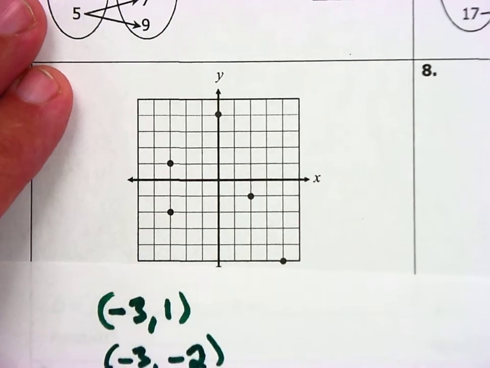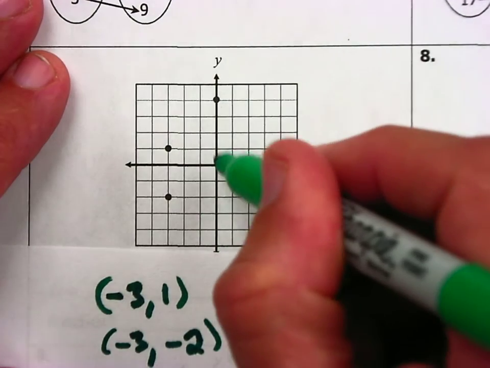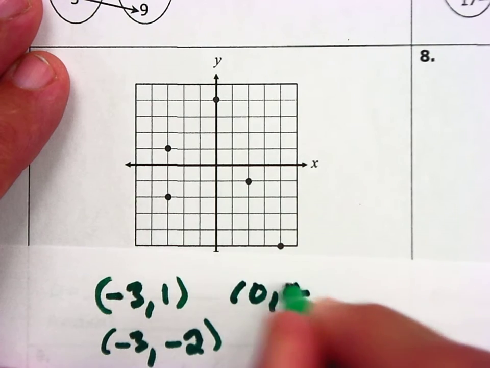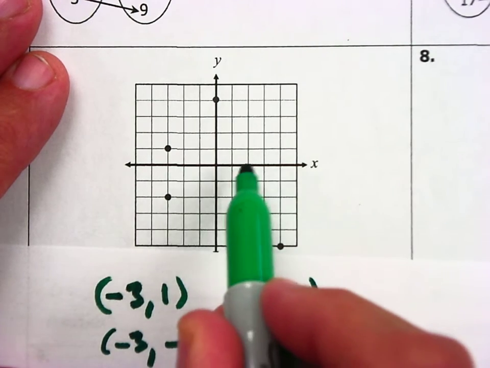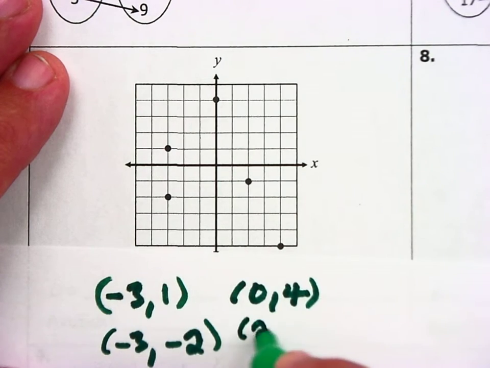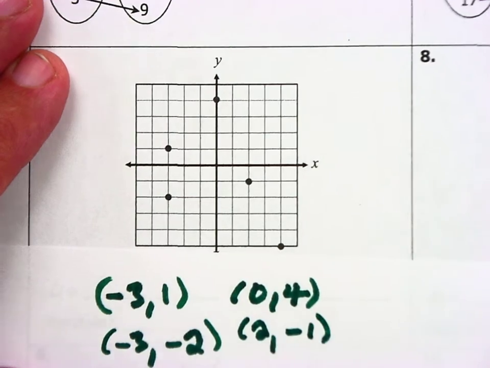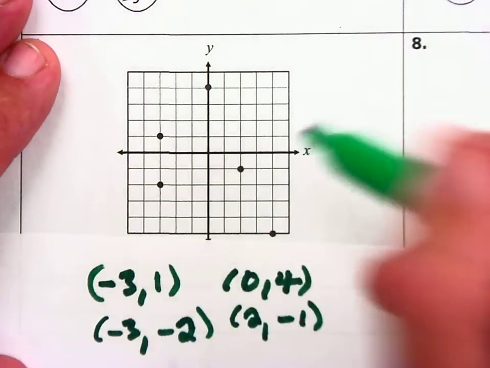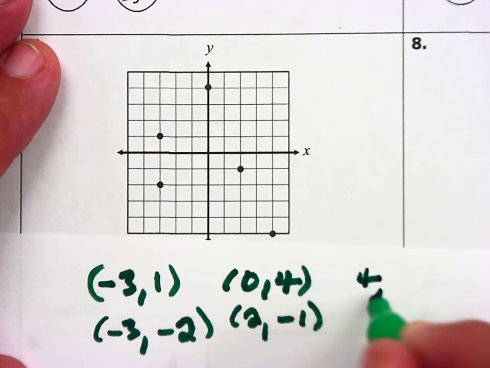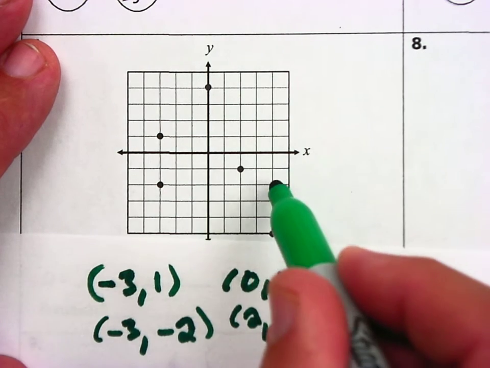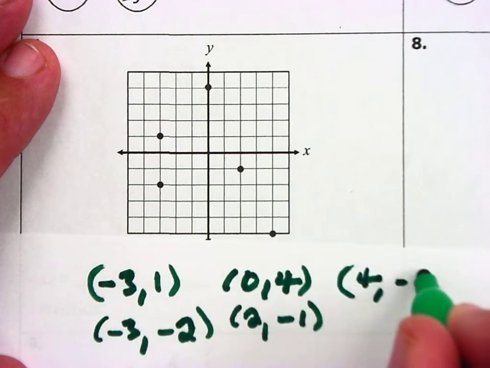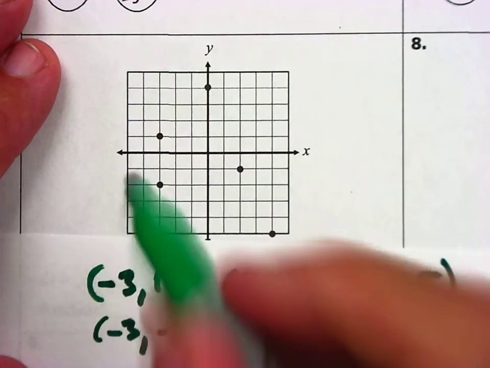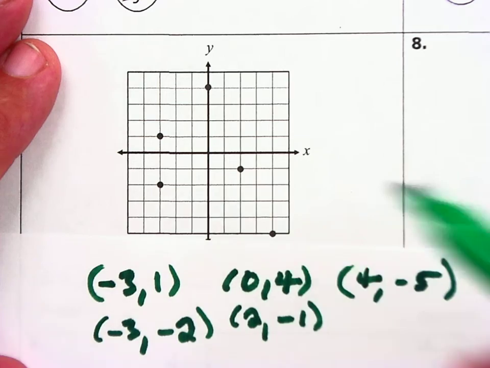Okay, stay with me. All right, this one is 0, 4. This one is 2, -1. And then finally that loner one way over there is 4, 5. Okay, so here's your 5 ordered pairs: 1, 2, 3, 4, 5 ordered pairs.